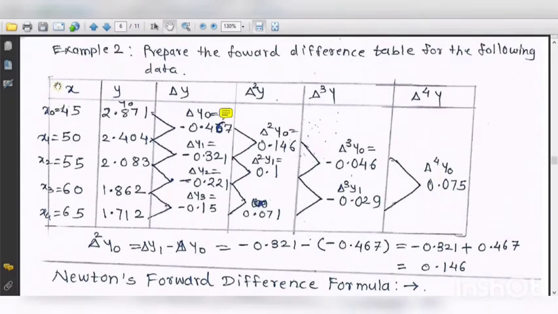Look at here. This x is 45, 50, 55, 60, 65. These are the values of y. I have given the name y0 to this first value, 2.871. So obviously this is y0, y1, y2, y3, y4. According to that, now the differences. What is this first difference? It's delta y0. So what is delta y0?